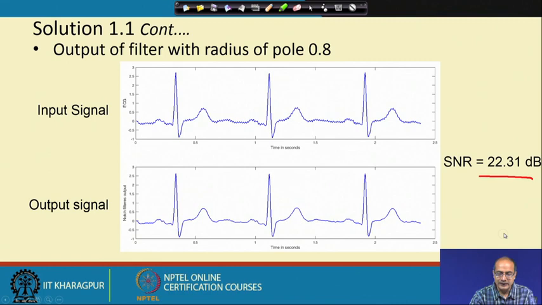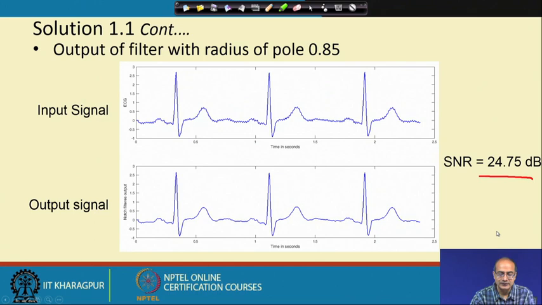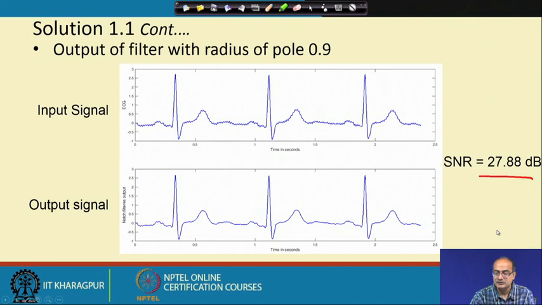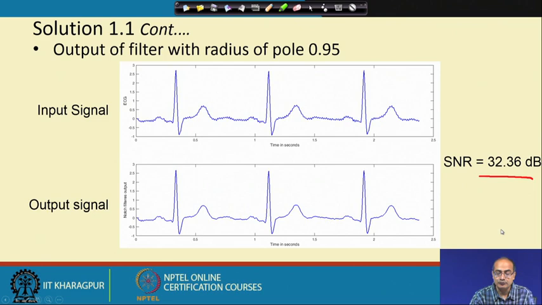Now, let us go further. First, the pole is added at 0.8. Immediately we see a drastic change: the signal amplitude has increased, it is allowing more detail in the signal, and the SNR has moved from 8 to 22. It has become more than double, near 2.5 times. Now, 0.85 has pushed it further, and going for 0.9 it has become near 28 dB. So, now it looks like a good one, and the last one we can compare is 0.95, where we get more than 30 dB.